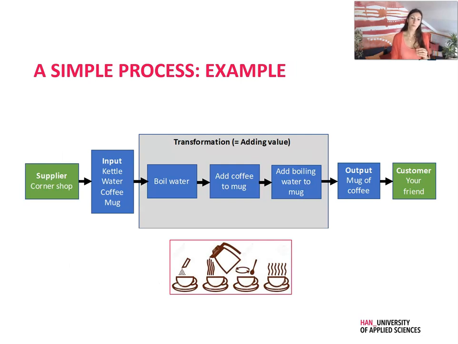Let's look at an example. We have a corner shop that makes coffee, and let's say your friend will be the customer that is looking for a cup of coffee. The input from the corner shop will be a kettle to boil water, right? The water, the coffee, and a mug. The transformation activity consists in boiling the water, adding coffee to the mug, then you can add the boiling water to the mug. Maybe we would have a 4th activity like stirring all of it together. And there comes the output, which is our cup of coffee that is then delivered to the customer, which is your friend in this situation.